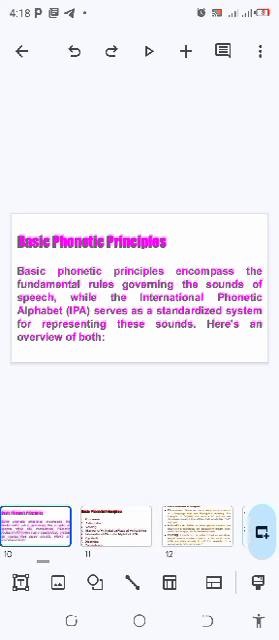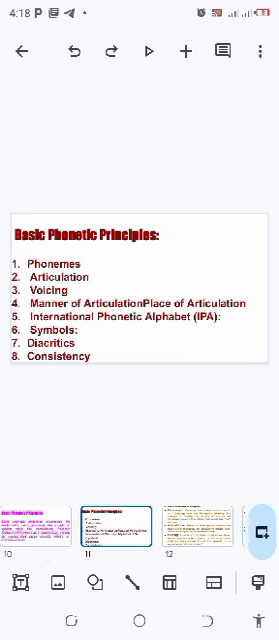Now let's quickly look at some of those things that are included in the basic phonetic principles. We have phonemes, articulation, voicing, manner of articulation or place of articulation, those tools. International Phonetic Alphabet, I think I've explained that. Symbols, diacritics, and consistencies. So these are the basic phonetic principles. These are the rules that encompass or govern how sounds are made in the English sound system.